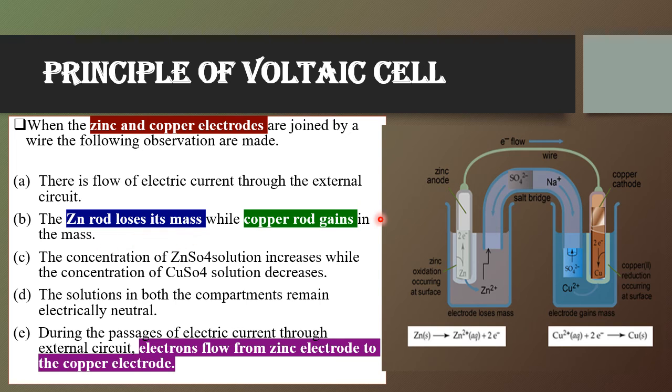Because on the copper electrode on the right hand side, reduction is going to take place. So in this way, the concentration of zinc sulfate will increase, and the concentration of copper sulfate is going to decrease. The solution in both compartments will be in neutral form because of the presence of the salt bridge. And during the passage of electric current, the electron will always flow from the zinc electrode to the copper electrode. So in this way, we may measure the potential of the cell on the basis of the flow of electric current.